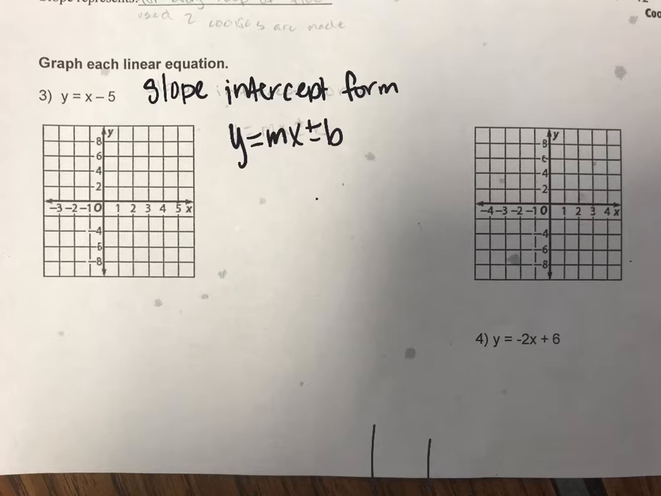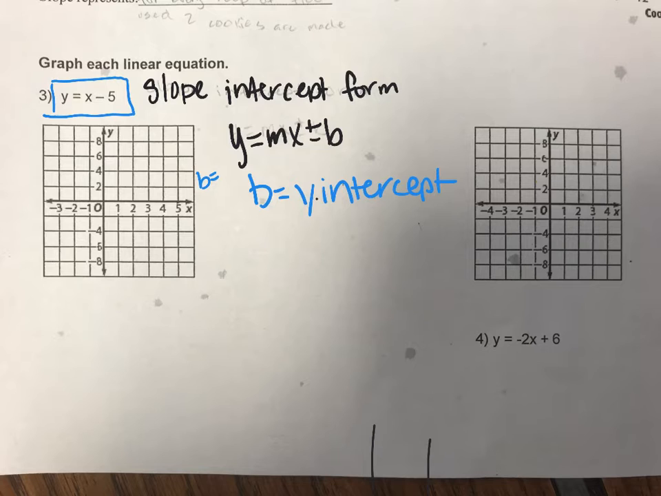Okay, so actually number 3 is already in slope-intercept form. It says y equals x minus 5. So that being said, it gives us a slope, whether you see it or not, and it gives us a y-intercept. I always start with the y-intercept first. The y-intercept is your b, right? So b equals y-intercept. In this case, my b is what?